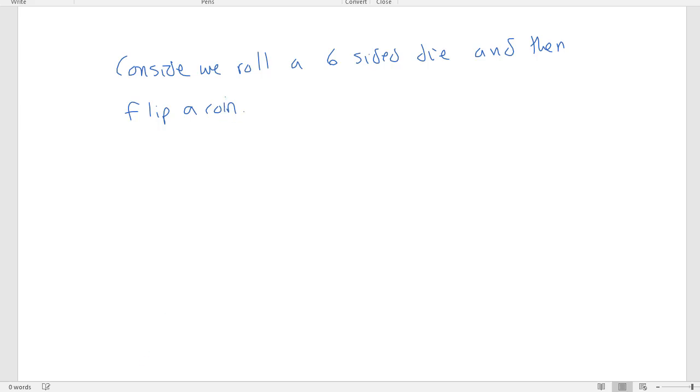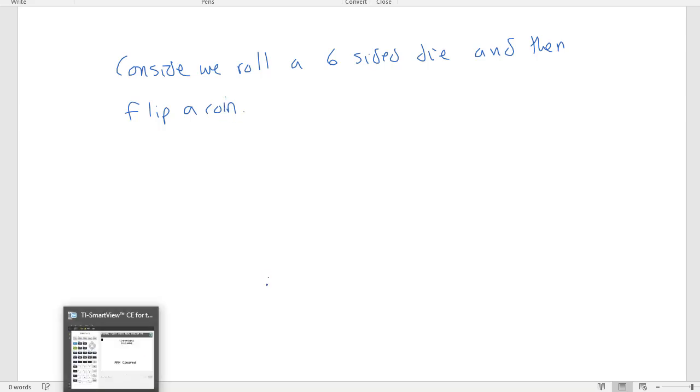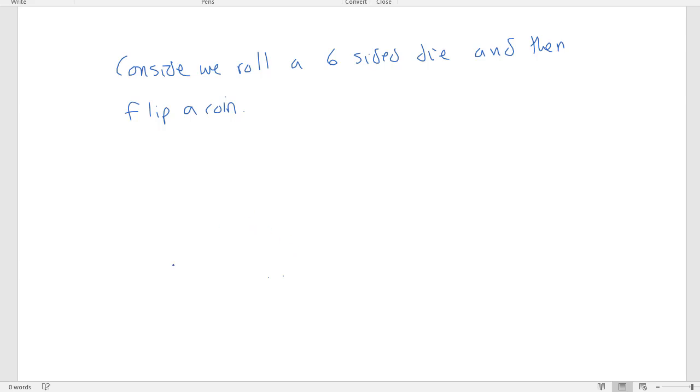All right, so what I want to do is, a couple parts to this problem like we did in the last problem. So let's say part A, let's list all possible outcomes in the sample space.